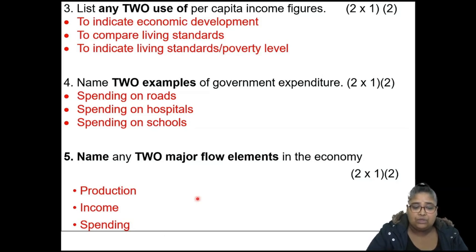However, when we do GDP calculations, remember we have 3 methods of calculating GDP, and those are also referring to 3 different flows in the economy. So you have the production flow. This is the flow of factors of production and the flow of goods and services in the economy. You have a flow of income. So it's remuneration received by our factors of production, okay? Then we also have a flow of spending, a flow of expenditure. So what all the participants in the circular flow are spending in the economy. So any two of those three would be accepted as answers there.